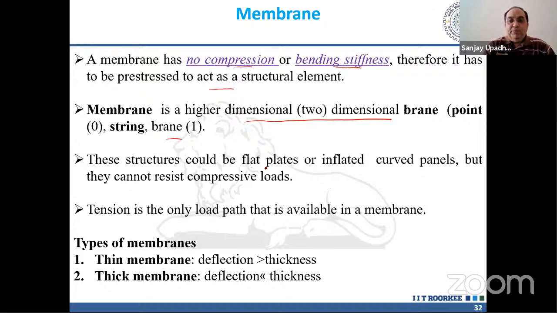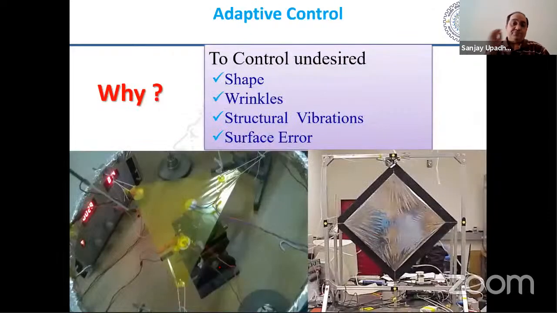These structures could be flat plates or inflated curved panels, but they cannot resist compressive loads. Tension is the only load path available. This is the technical part. Then there are thin membranes and thick membranes. For a thin membrane, the deflection is greater than the thickness, and for a thick membrane, the deflection is less than or equal to the thickness. After this analysis, we developed a mathematical model of the membrane to study wrinkle control and shape control.